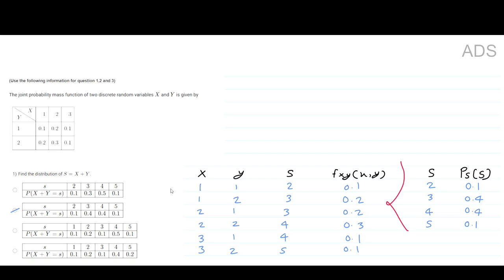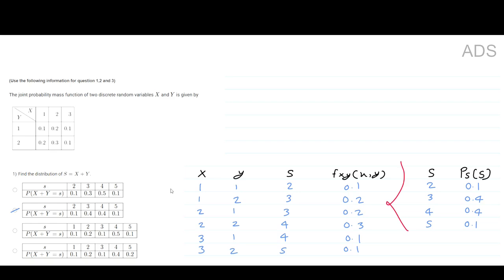The first pair is x equal to 1 and y equal to 1 with the joint PMF as 0.1. The value of s for this pair is 1 plus 1, which is 2. The next pair is x equal to 1 and y equal to 2 with the joint PMF as 0.2. The value of s for this pair is 1 plus 2, which is 3. Similarly, we have done this for all other pairs. You can pause the video if needed and check them also.